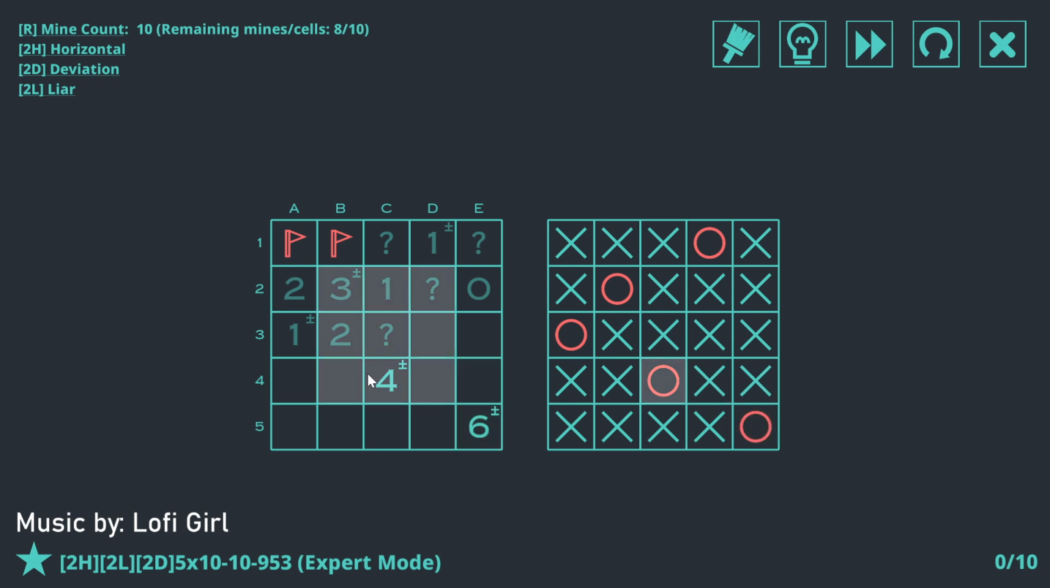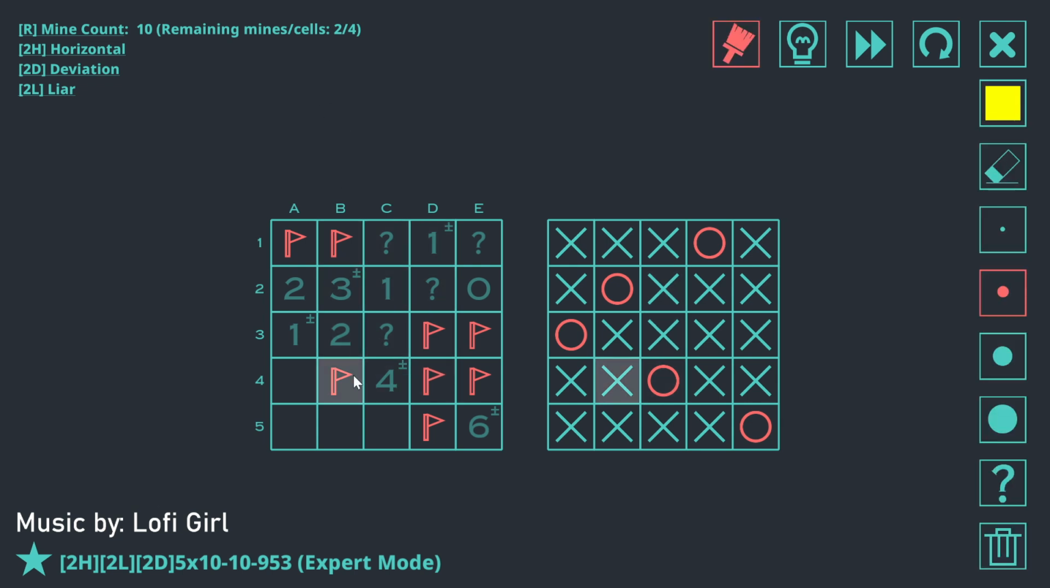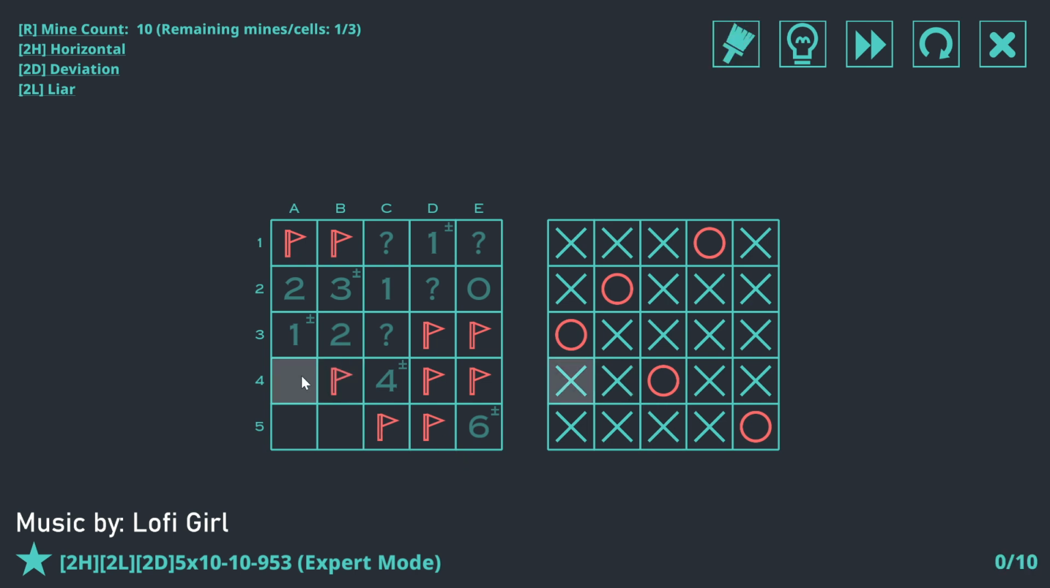6, wow, okay, well 4 must be a 3 because it can't be a 5. And 6 must be a 5 because it can't be a 7. That leaves us with 2 mines remaining, and each of these mines, as you can see, must have a partner next to it, otherwise they'll be isolated, so 2 remaining mines are here.